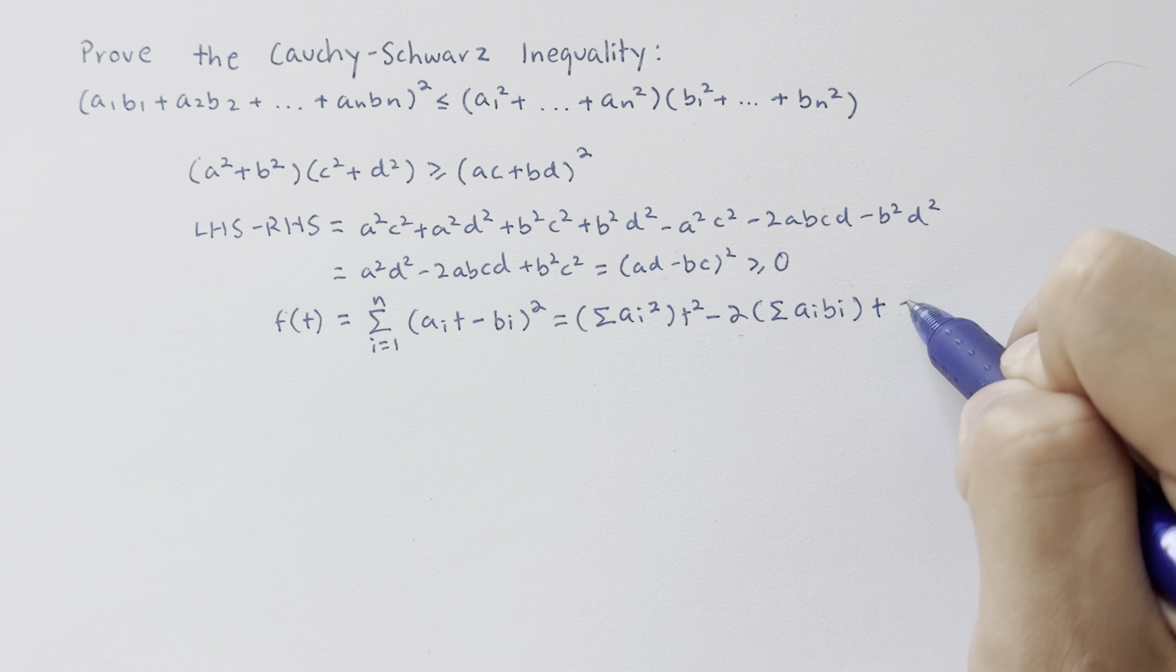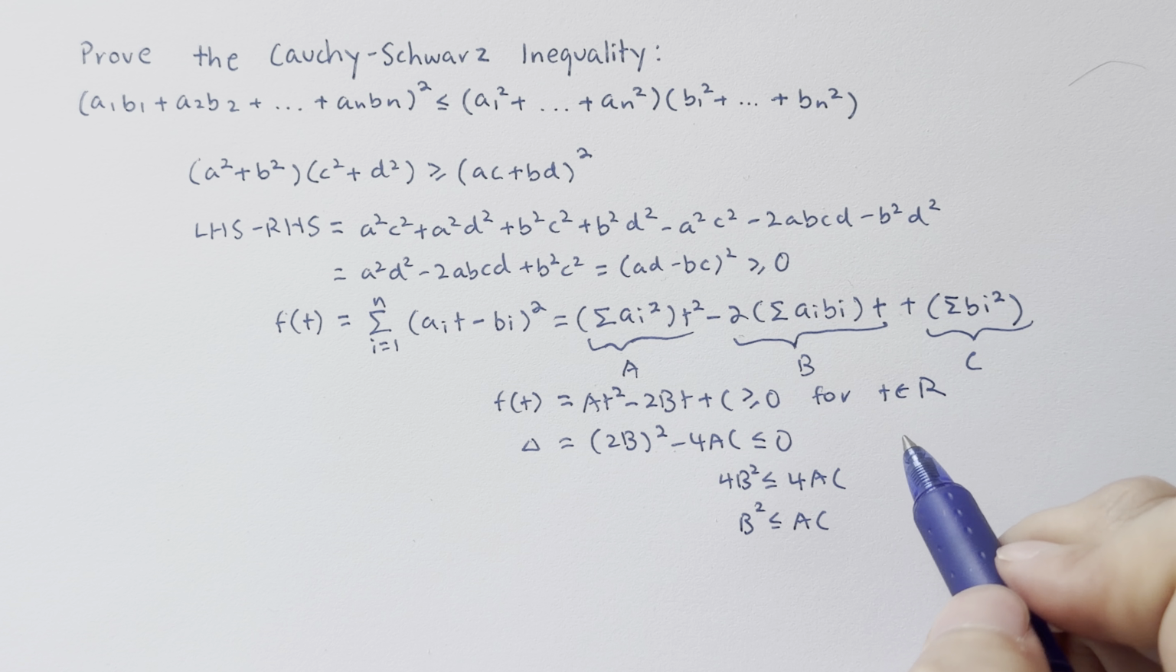Now a quadratic at² minus 2bt plus c that is never negative must have discriminant less than or equal to 0. So the discriminant here is equal to (2b)² minus 4ac, which is less than or equal to 0. So 4b² is less than or equal to 4ac, and b² is less than or equal to ac.